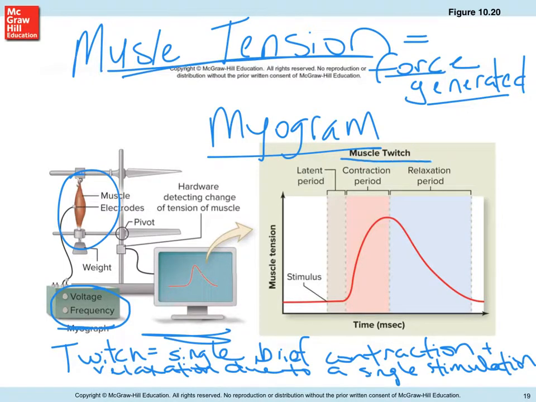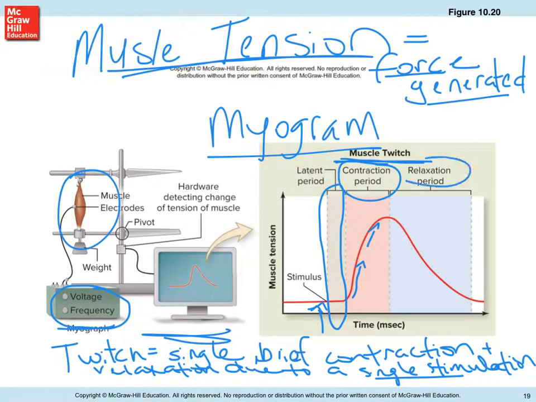So if you measure this, a single stimulation, you will get this brief contraction and relaxation period, and that is a muscle twitch. So a single brief contraction and relaxation due to a single stimulation is your twitch. There is the point at which the stimulus is applied, and then there is a latent period, a lag time from the stimulus being applied to actually seeing an increase in tension. And then you have the contraction period where you see this increase in tension, and the relaxing period where the tension starts to drop and decrease.